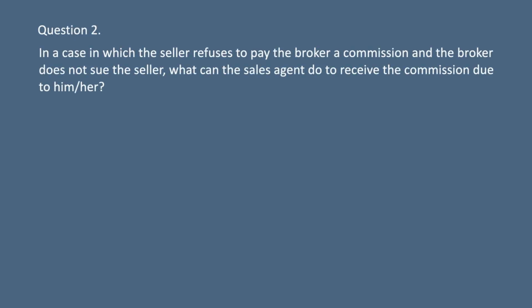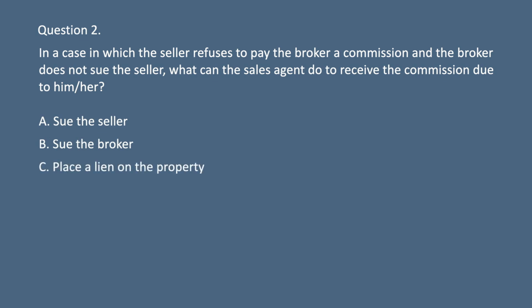Question 2. In a case in which the seller refuses to pay the broker a commission and the broker does not sue the seller, what can the sales agent do to receive the commission due to him/her? A. Sue the seller. B. Sue the broker. C. Place a lien on the property. D. Sue for specific performance.